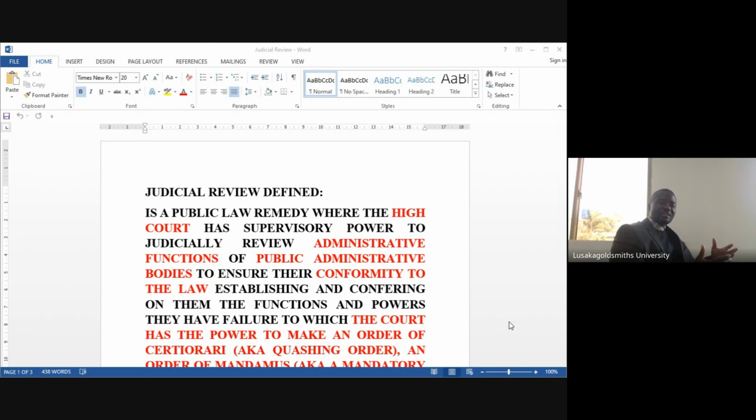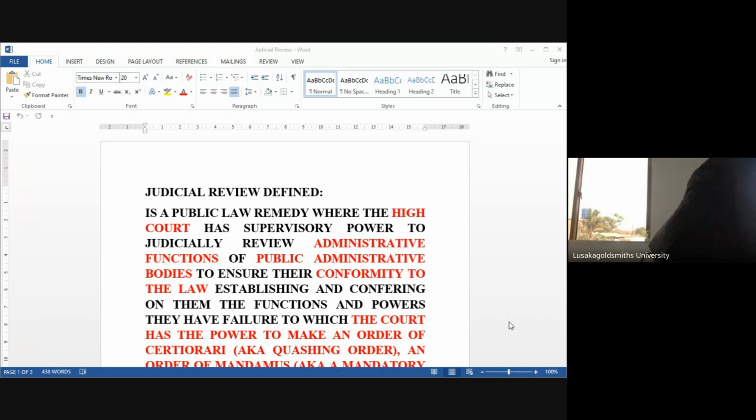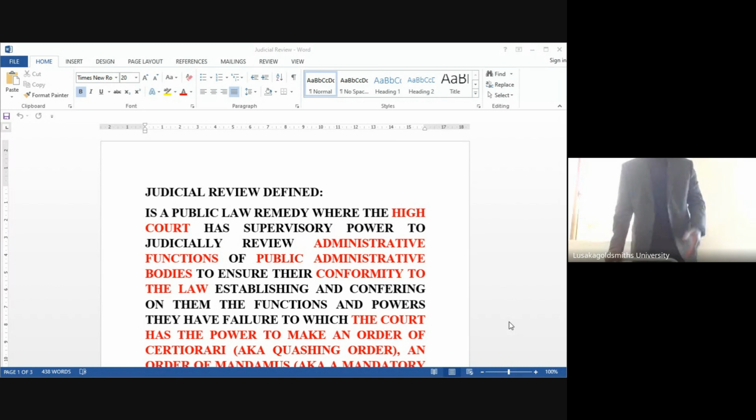Now, let us zero in on each and every one of them, starting with illegality. I like to use the terminology, it means just what it says. Illegality. Let me ask this question. When you say something is illegal, what exactly do you mean, members?